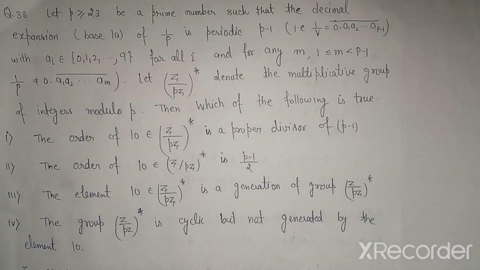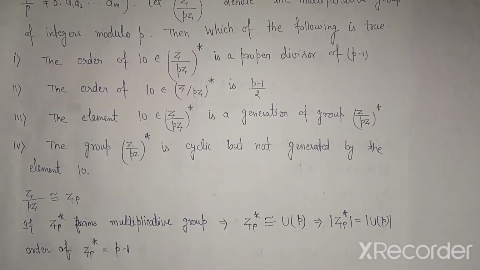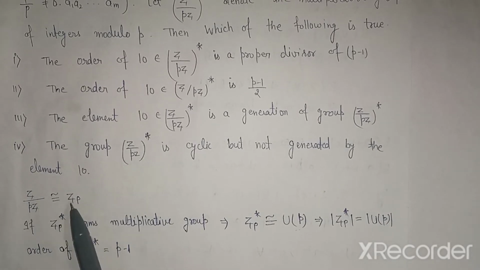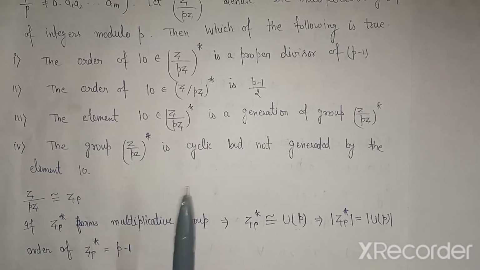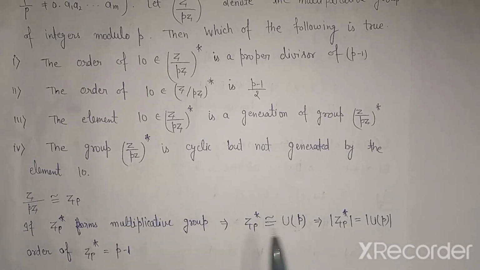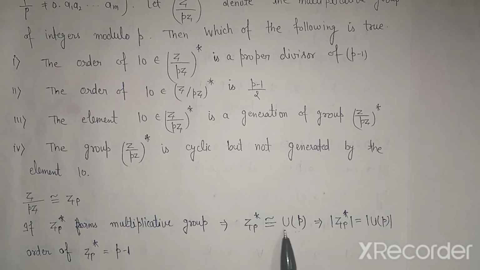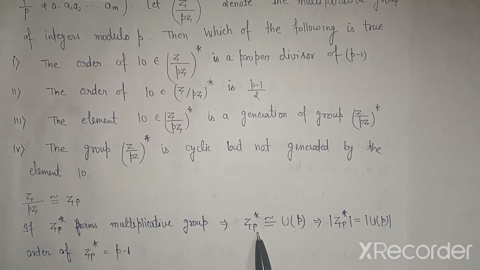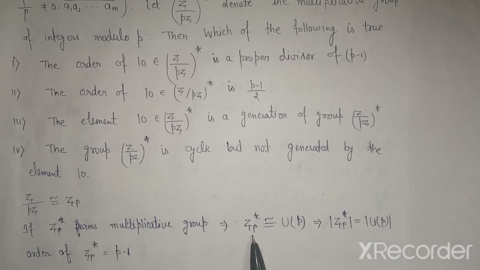Before solving this question, we will see some results. First, this quotient group is isomorphic to Zp star, so instead of this we will use Zp star, which is a multiplicative group. This implies Zp star is isomorphic to Up. This is only true when p is a prime number, and Up is a cyclic group when p is a prime number. So Zp star is a cyclic group when p is prime, and the order of this set is p minus 1.